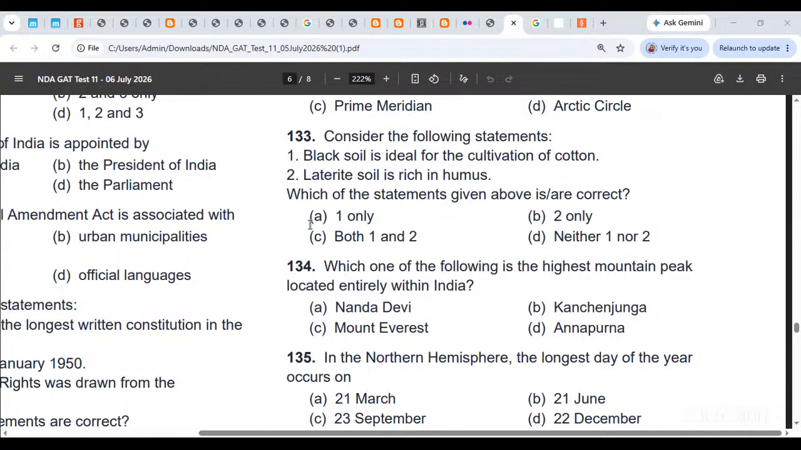Okay, consider the following statements. Black soil is ideal for cultivation of cotton. Laterite soil is rich in humus. Which of the following statements given above are correct? Okay, you've been asked about black soil and laterite soil.